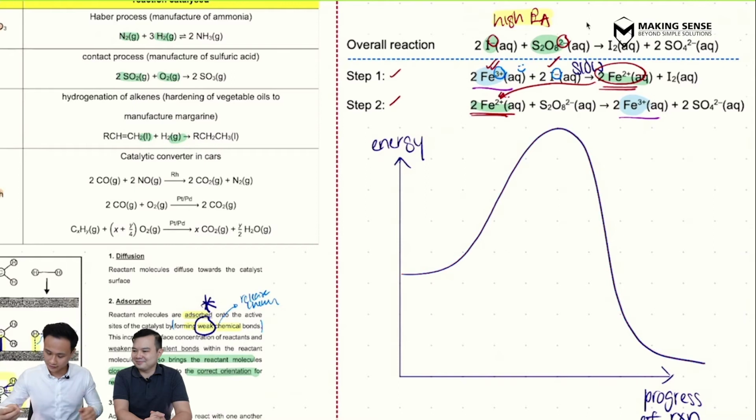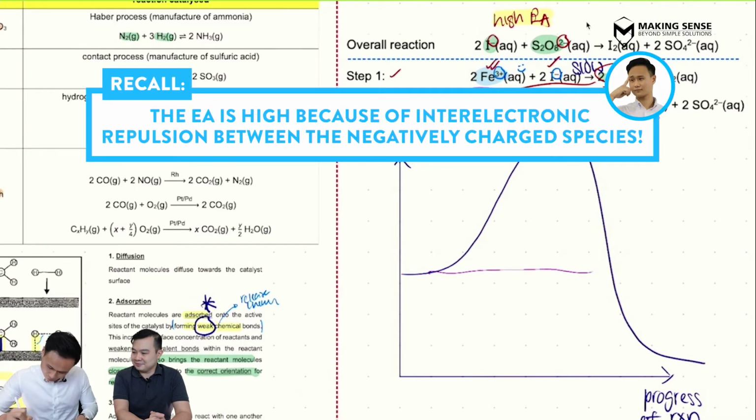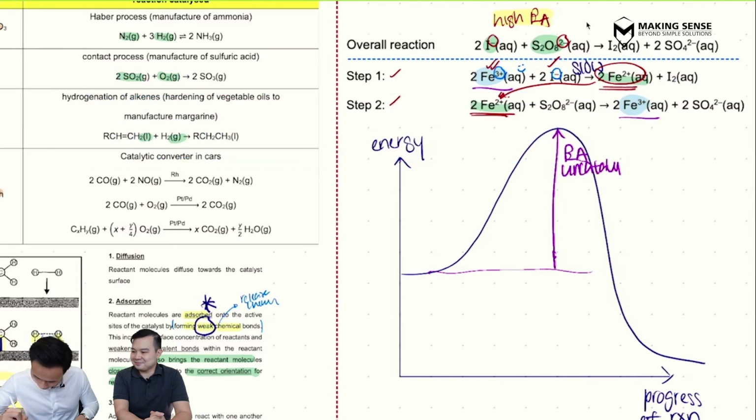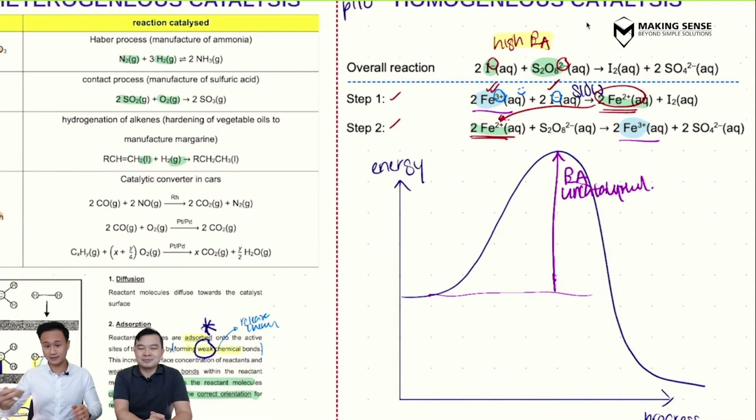And yes, like what Mr. Leong and I discussed, the EA will be ridiculously high. So I'm going to write here that the EA is for the uncatalyzed reaction. Now, when the catalyzed reaction happens, like we said, it splits into two steps. We are going to assume that the first step is slow and the second step is fast.